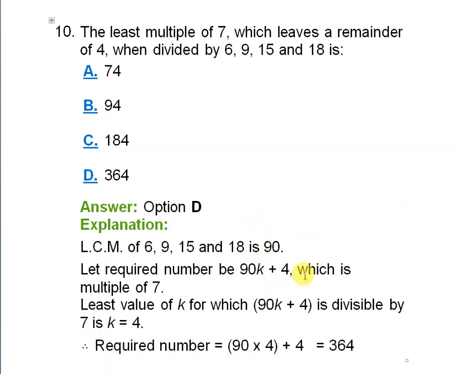Now the least value of k for which 90k plus 4 is divisible by 7 is k equals 4, because the remainder is 4 as given in the question. So the required number would be 90 into 4 plus 4, that is 364, and the answer is option D. So, back to ratio and proportion.